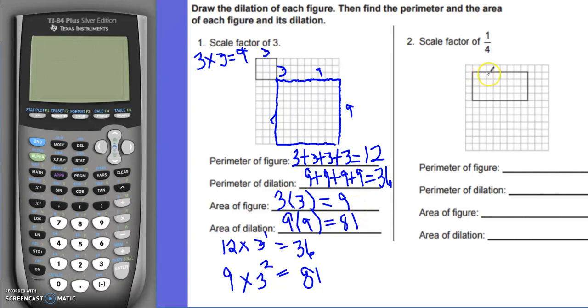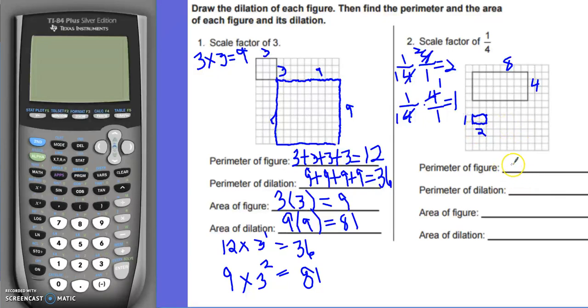This is 1, 2, 3, 4, 5, 6, 7, 8. This is 1, 2, 3, 4. Okay, if we do 1/4 times 8, we can simplify the diagonal and we get 2. If we do 1/4 times 4, we can simplify the diagonal and get 1. So we can have a 1 by 2.